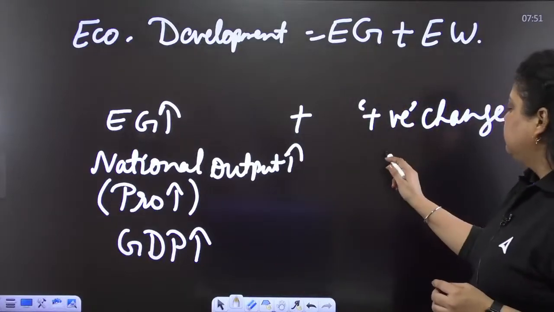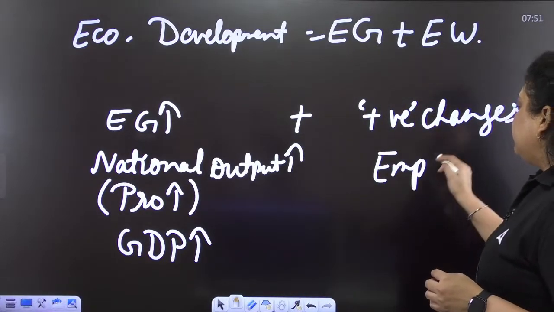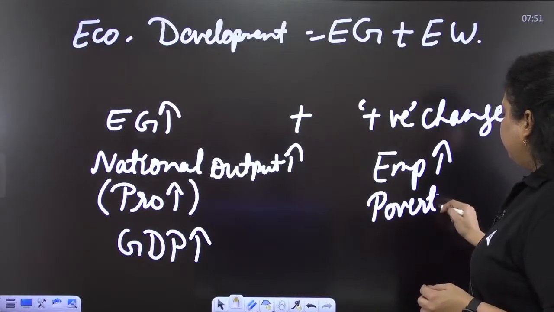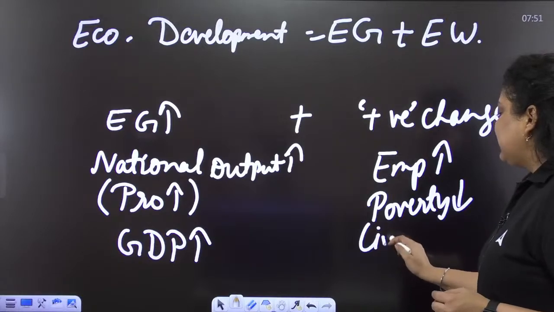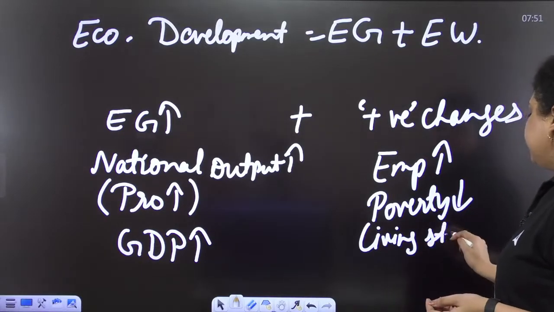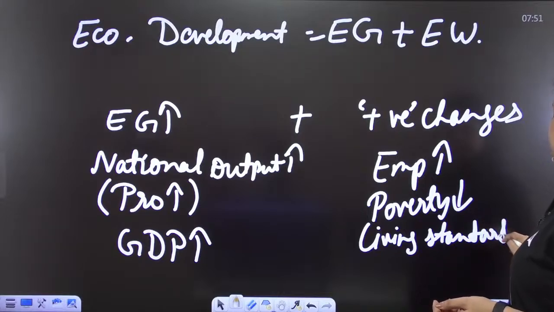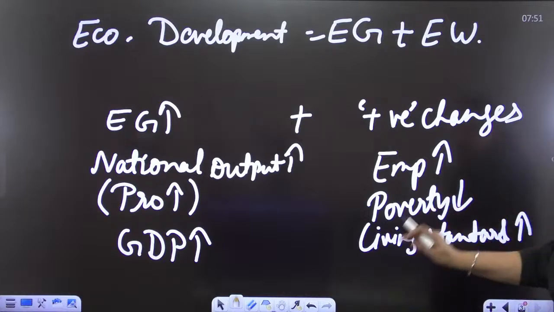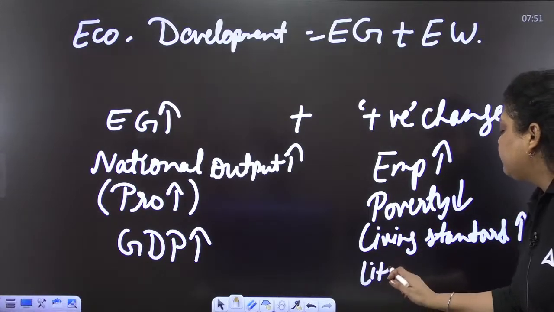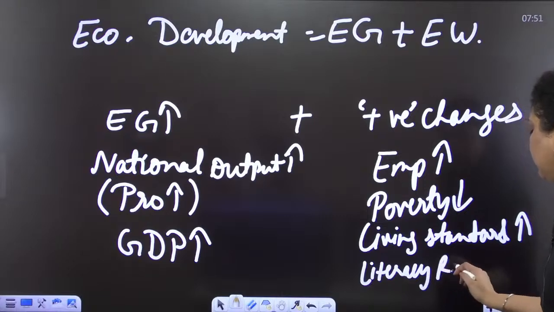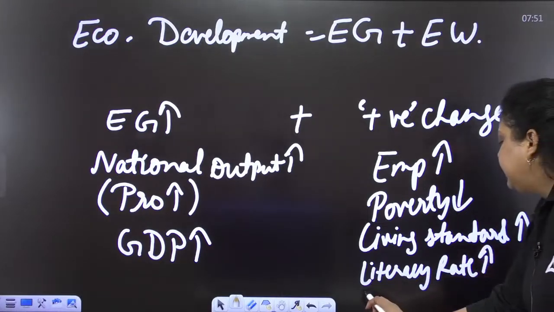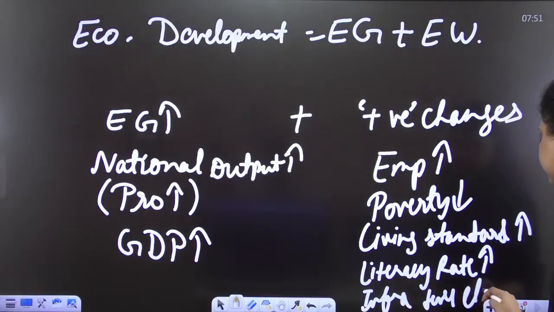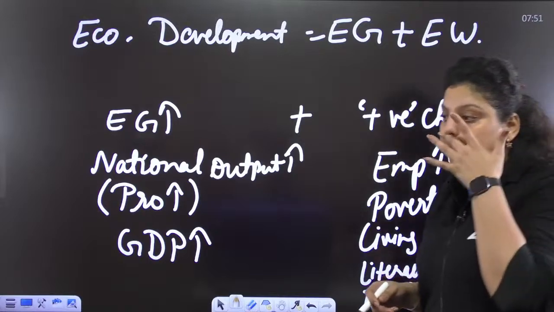So, I am looking here for more employment opportunities. I am looking for a reduction in poverty. I am looking for an increase in my living standard, because that will be good for me. I want to have an increased living standard. Apart from that, what do I want? I also want an increase in the literacy rate. I also want better infrastructure development, etc. So all these are the requirements of the human resource.